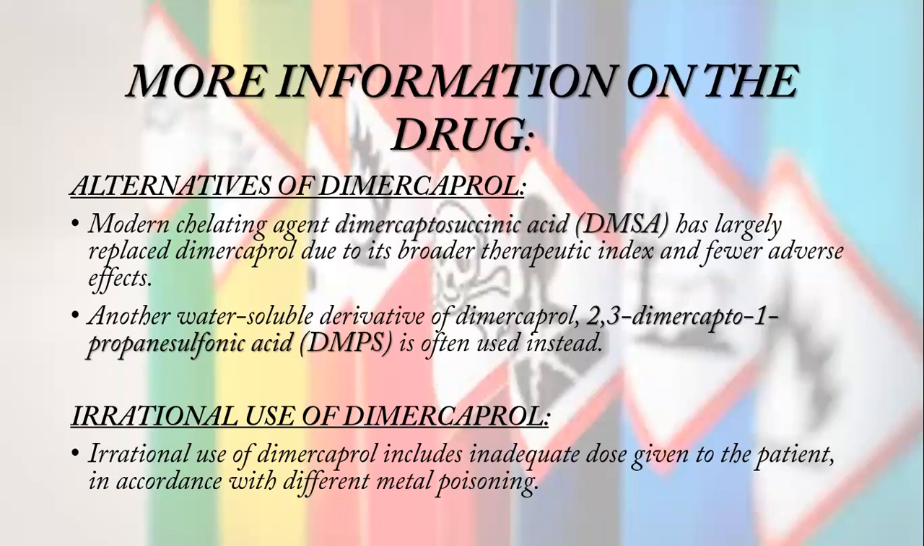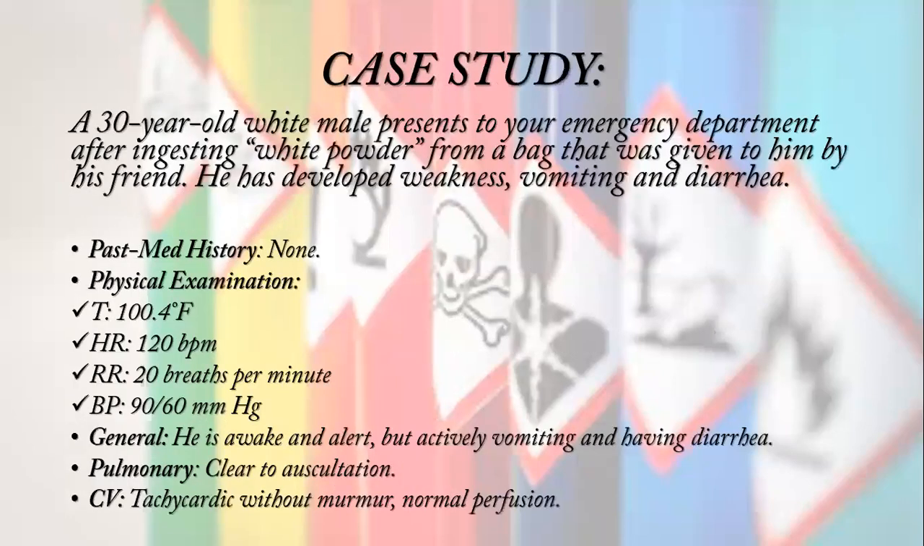Now, the irrational use of dimercaprol, as we've already mentioned, is that it is a toxic drug itself and has a very narrow therapeutic index. The irrational use actually includes an inadequate dose given to the patients. So if a patient is suffering from gold poisoning or mercury poisoning, the dose has to be adjusted according to the patient and basically the toxicity. And if a patient is suffering from arsenic poisoning, the dose has to be adjusted according to that metal poisoning. So, in accordance with different metal poisoning, the dose of the drug needs to be adjusted.